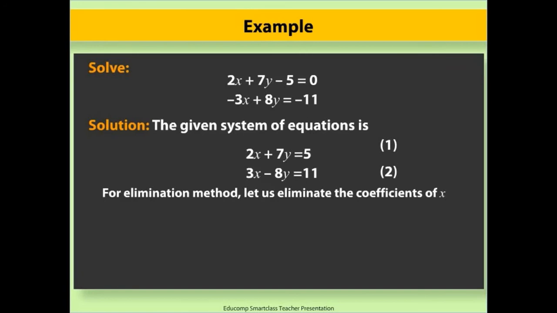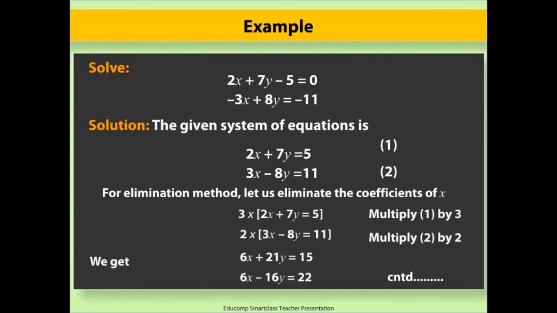For the elimination method, let us eliminate the coefficients of x. Multiply equation 1 by 3 and multiply equation 2 by 2. We get 6x + 21y = 15 and 6x - 16y = 22.